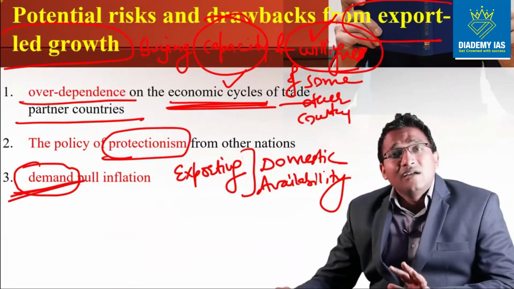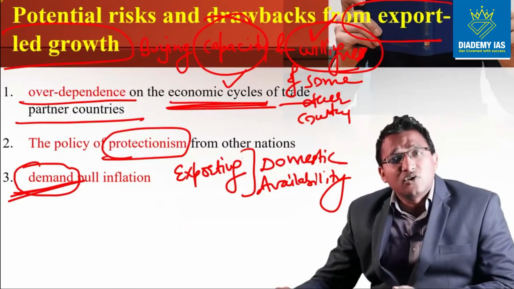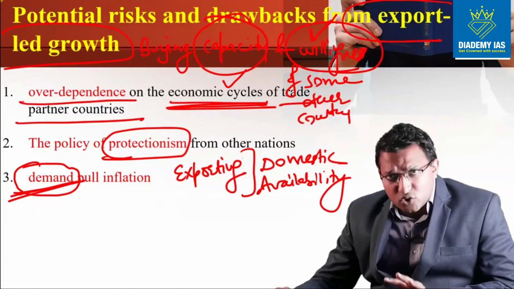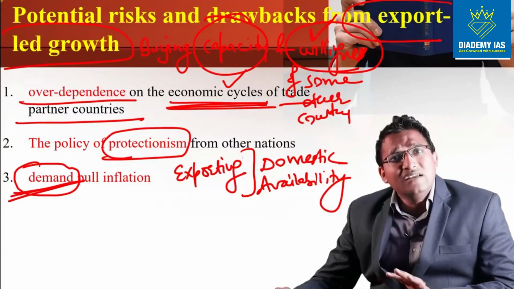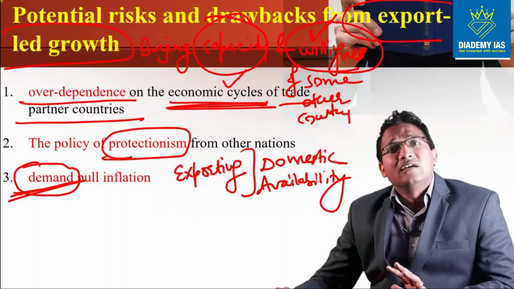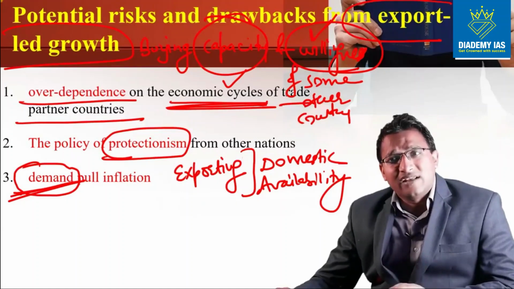The demand can increase because of the extra export, but supply cannot increase suddenly. It takes time to increase the supply. That is why this demand pull inflation happens.